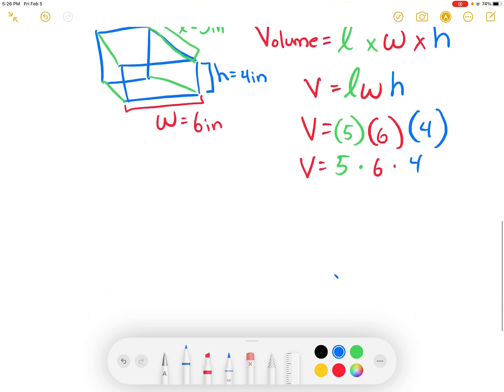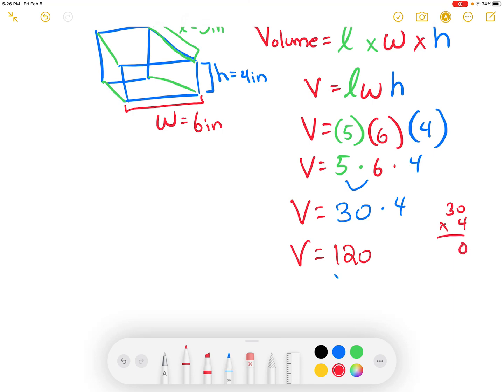I'm going to do the easy math first. Volume is equal to 5 times 6, which is 30. 30 times 4. 30 multiplied by 4 is 120. And I prove it here. And so our final answer is 120 inches. And then remember what kind of shape it is. It's cubed. And there we have it.